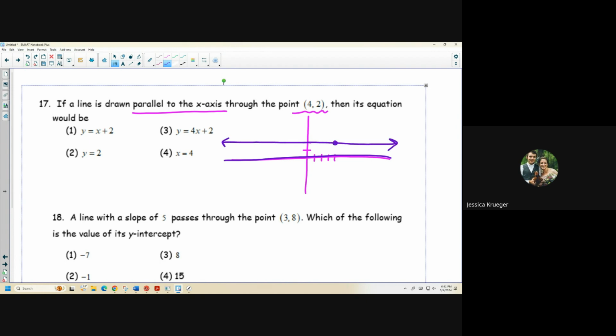So what I can see is if I make a table for this, when x is 4, y is 2. If I go back here, when x is 3, y is 2. Back here, when x is 2, y is 2. When x is 1, y is 2. When x is 0, y is 2. And I think even if I go all the way out to -10, it's going to be 2. So what equation will represent this? Well, y equals 2. It's a horizontal line.